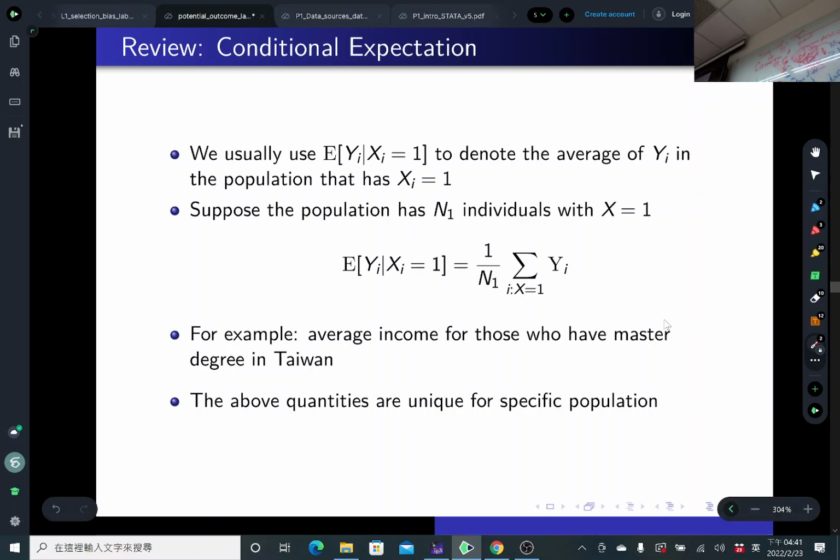For example, female. Okay, so we just sum up over the subpopulation, that is the individuals who satisfy this condition, who are female or who have x equal to 1. We just sum over these people and divide by the number of this type of people. Okay. So for example, the average income for those who have a master's degree in Taiwan. That's one example.